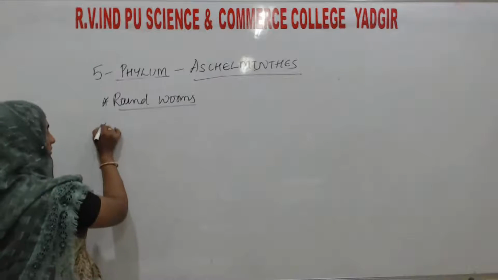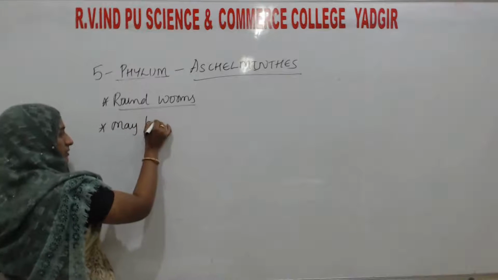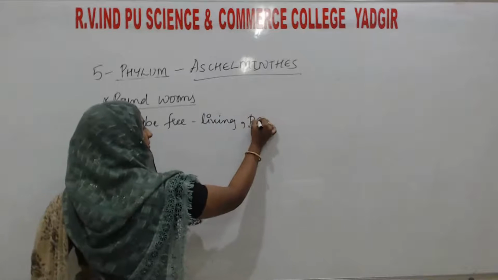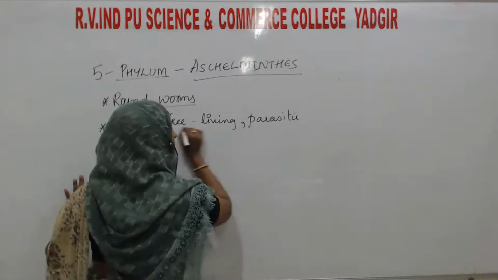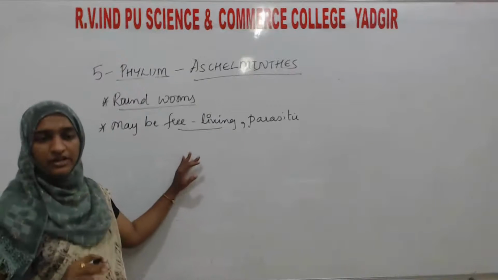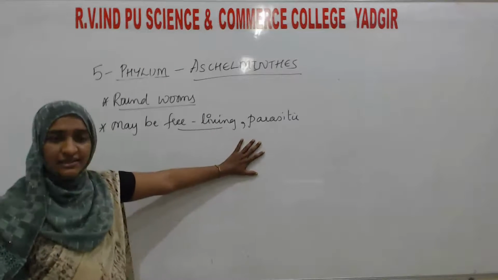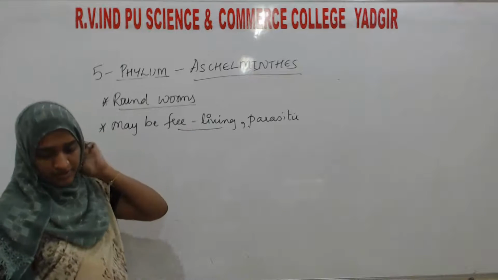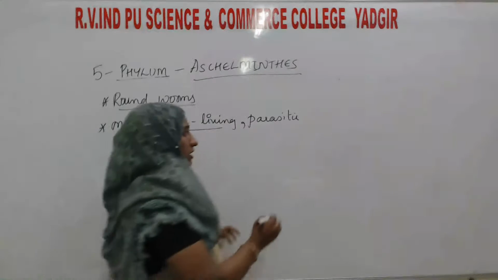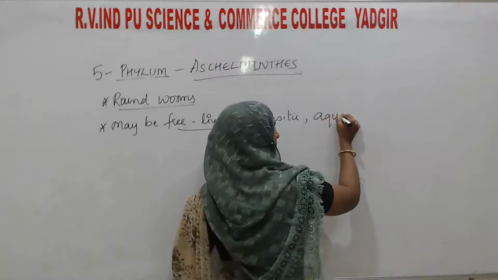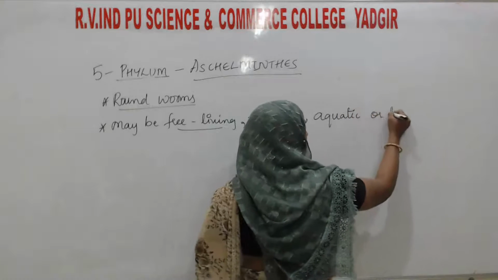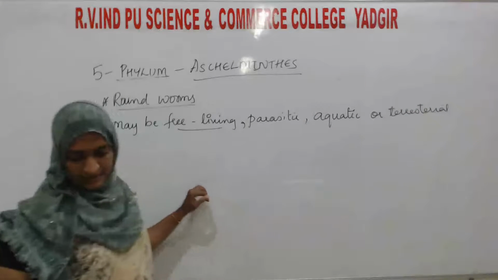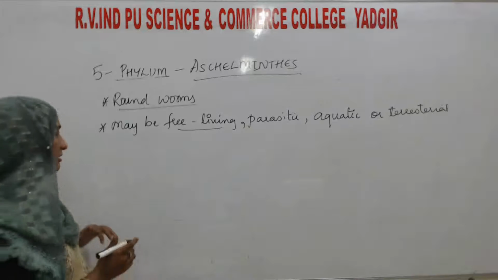They may be free living, or they may be parasitic. You know the meaning of free living, they do not require some other's body for living. Parasitic means they are living in some other's body. Okay, some of them are free living, some of them are parasitic, and aquatic or terrestrial means some of them will live in the water or on the land. Terrestrial.